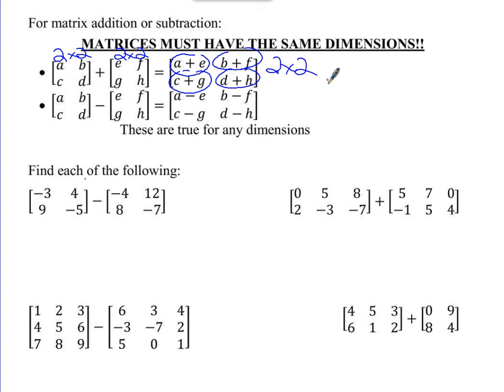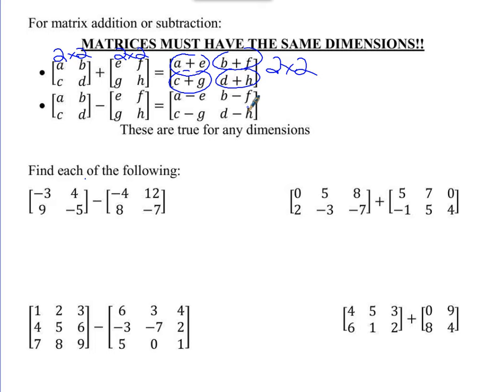And the same thing is true for subtraction. Corresponding elements in this case are going to just subtract. So A minus E goes there, B minus F goes there, C minus G goes there, D minus H goes there. 2 by 2, 2 by 2, 2 by 2. 3 by 3, 3 by 3, answer will be 3 by 3. The dimensions will stay the same. It's true for any dimensions.